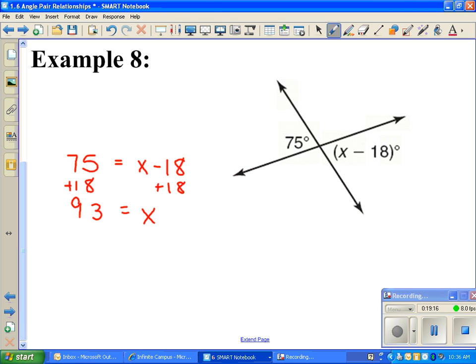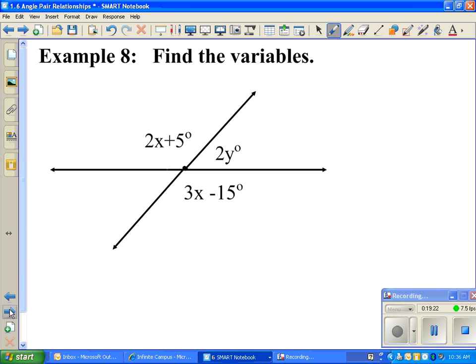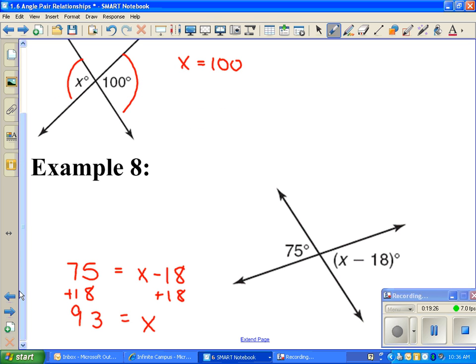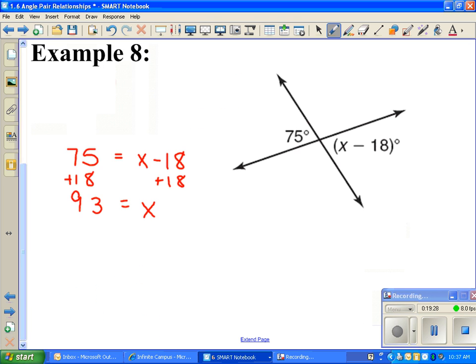That's how you do math. You work it out from right to left. Yes, ma'am. I thought that if they were on opposite sides, they were equal. They are equal. X subtracted 18. So 75 equals X minus 18, but they asked me what X is. All right, so I have to find out what X is. So I added the 18 and solved for X, because 93 minus 18 is going to give me 75. Does that help?